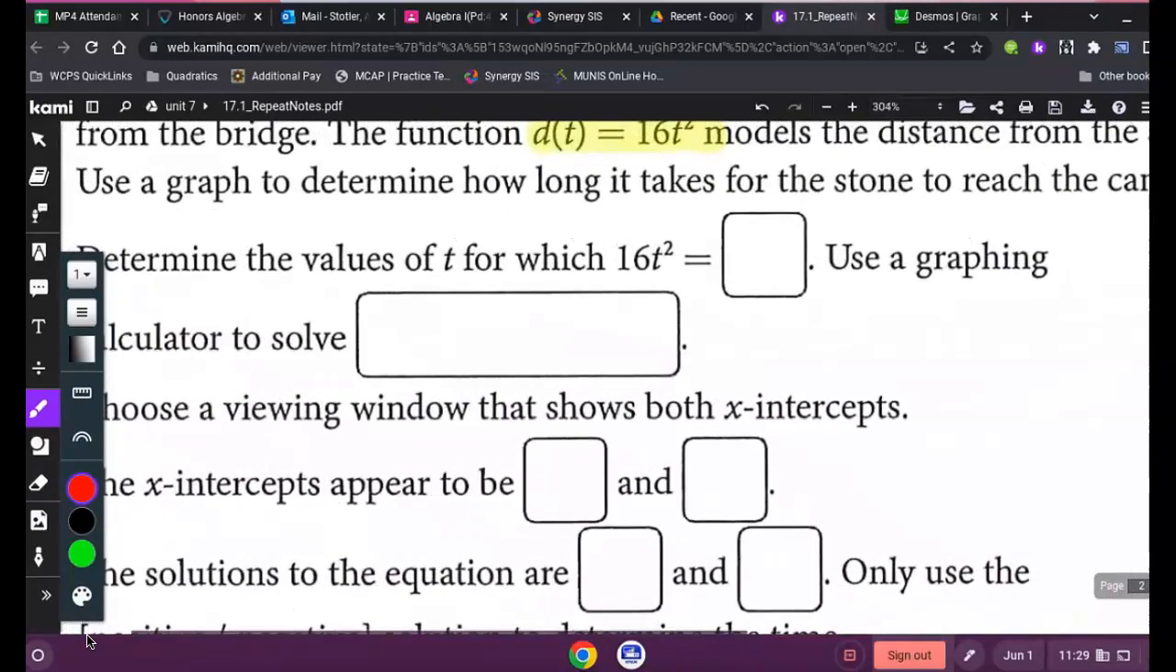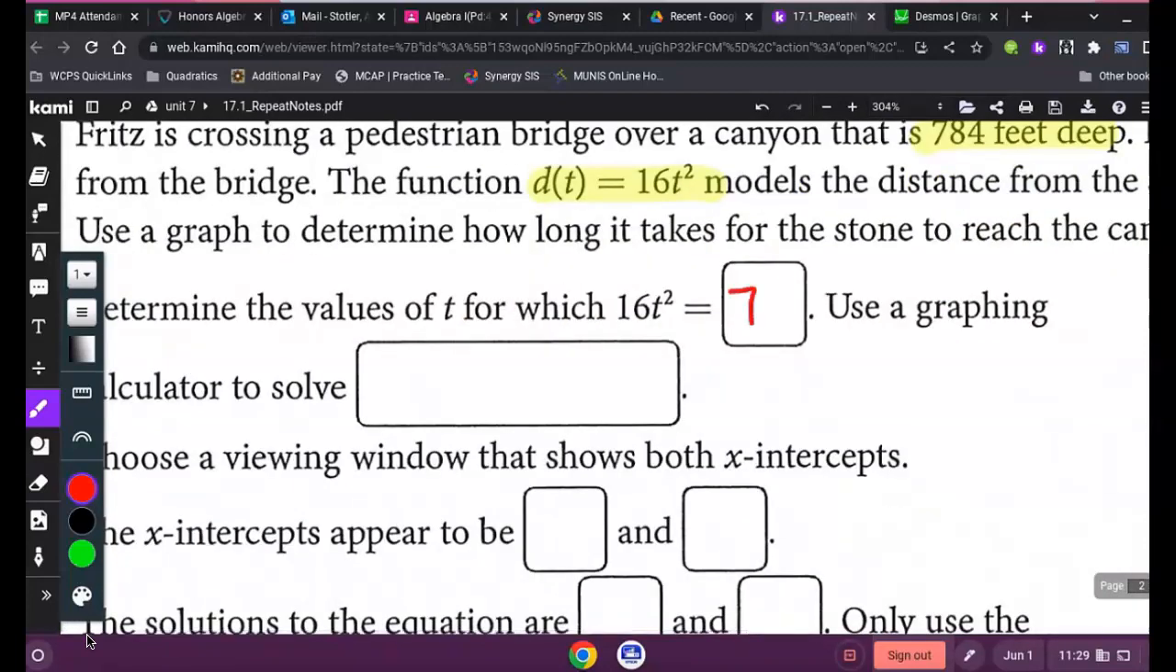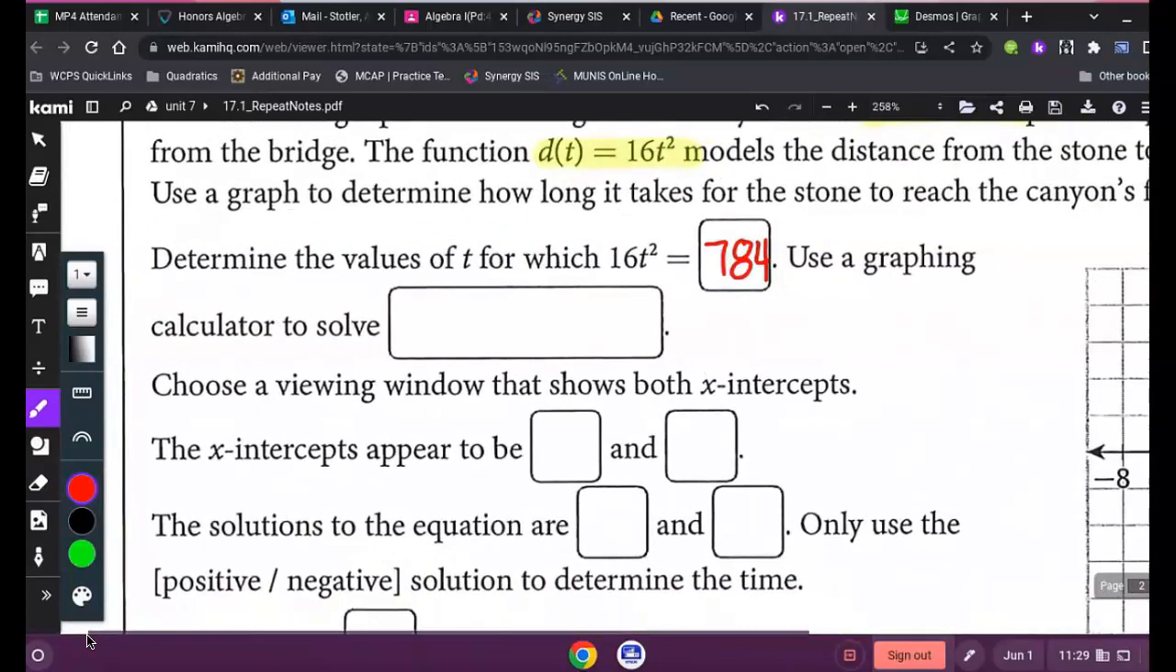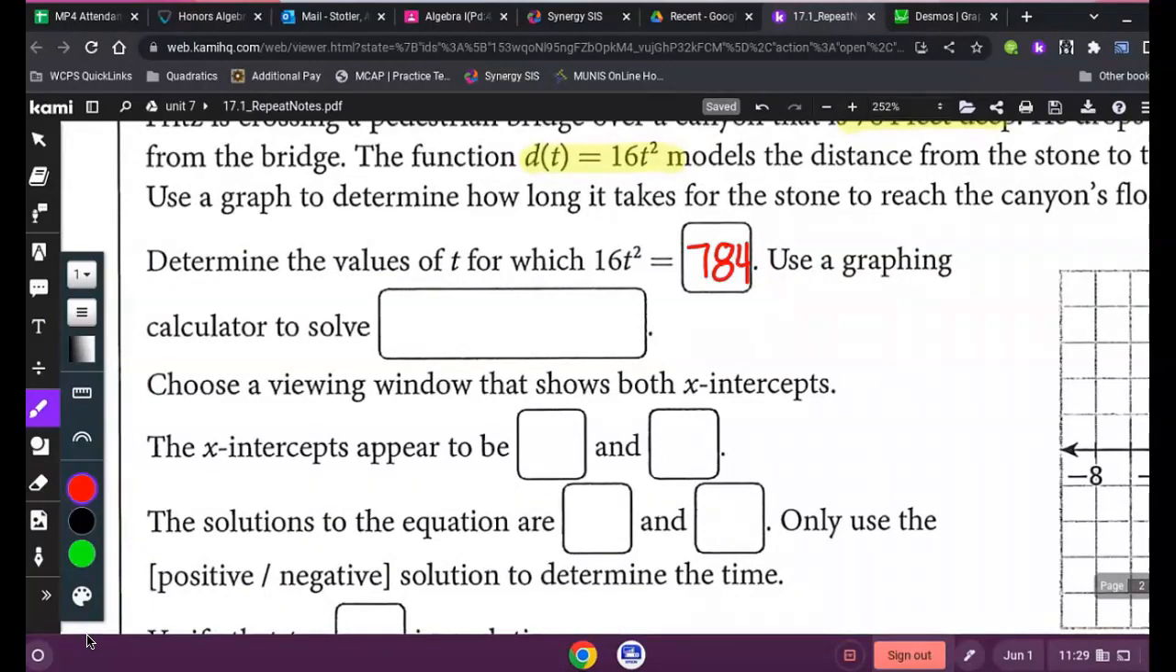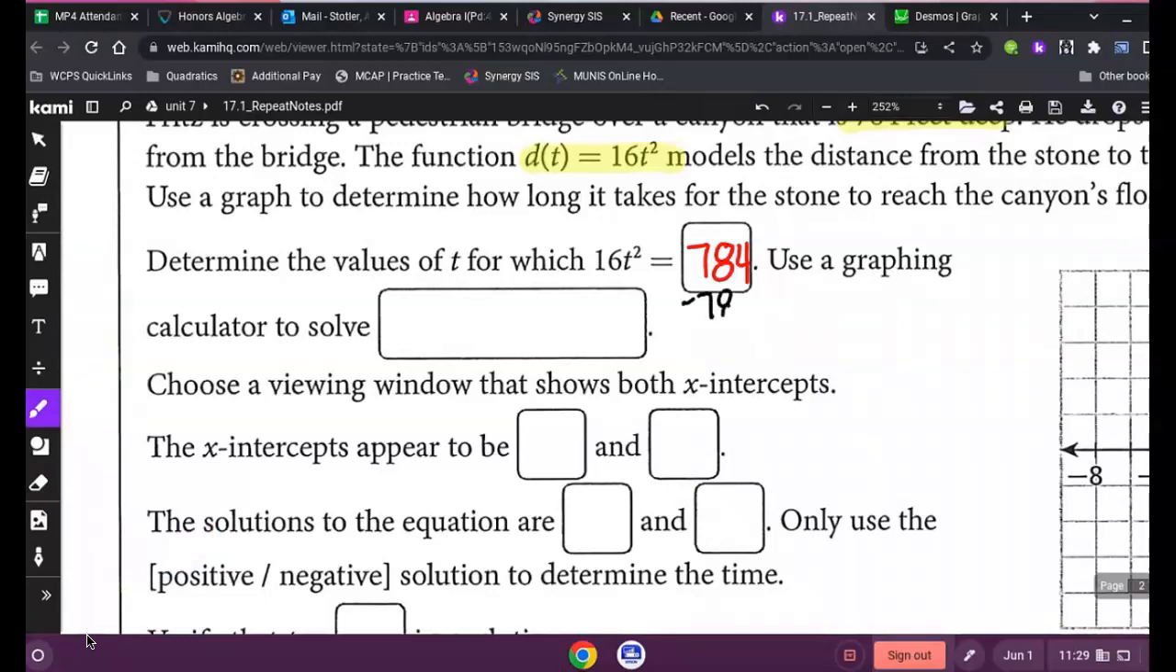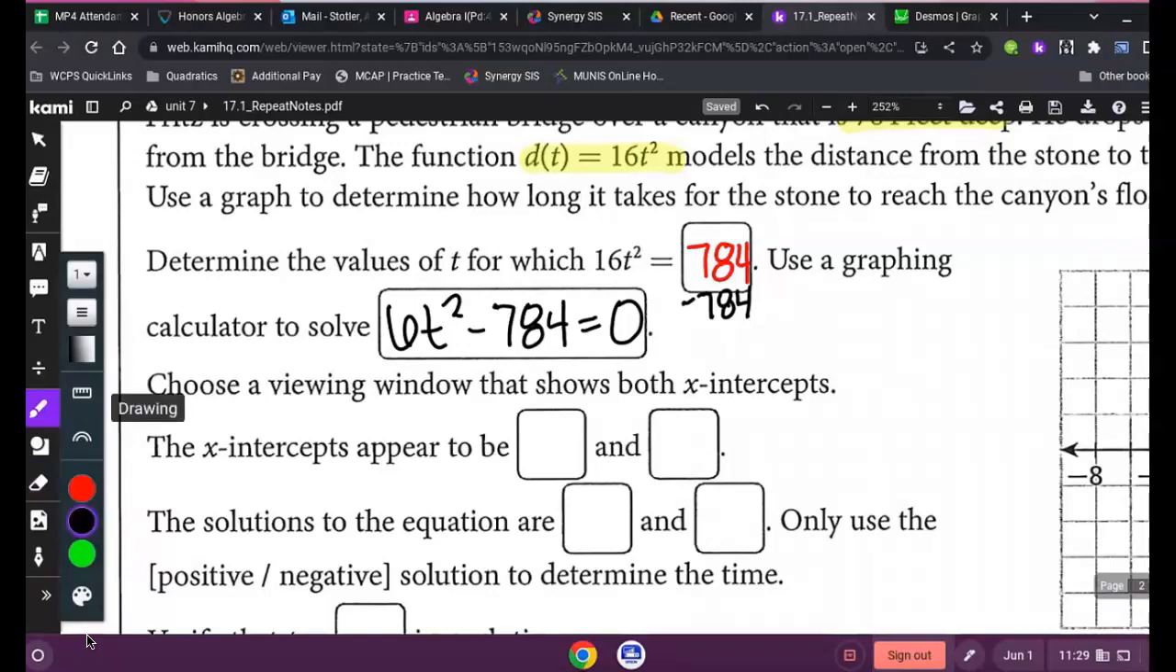So we're going to set this equal to our distance, 784. So we have 16t to the second power equals 784. Use a graphing calculator to solve. Well, we got to set it equal to 0, so we have to do the opposite, which is subtract 784. So we're going to solve 16t squared minus 784 equals 0. So we always take the height, and it's going to be the opposite, which is subtraction.